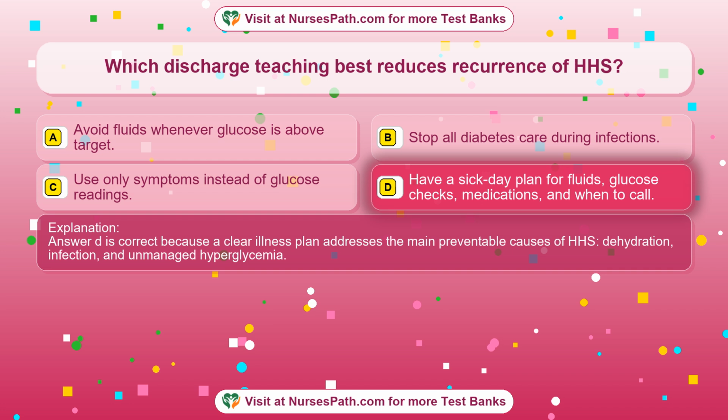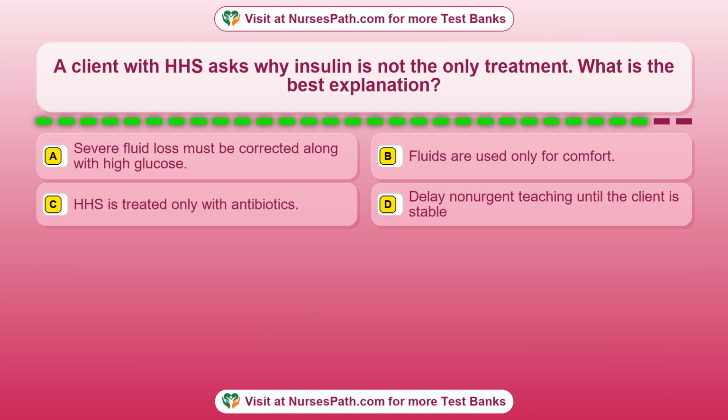Question 25. A client with HHS asks why insulin is not the only treatment. What is the best explanation? Option A, severe fluid loss must be corrected along with high glucose. Option B, fluids are used only for comfort. Option C, HHS is treated only with antibiotics. Option D, delay non-urgent teaching until the client is stable.